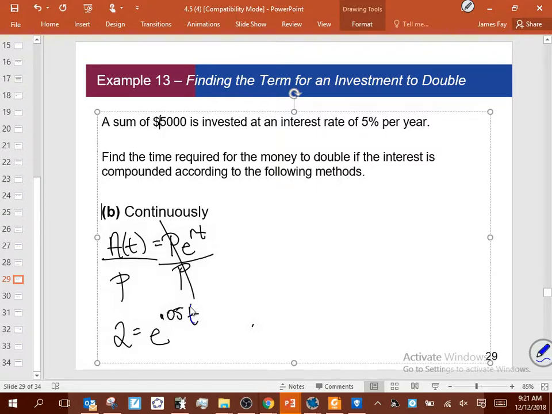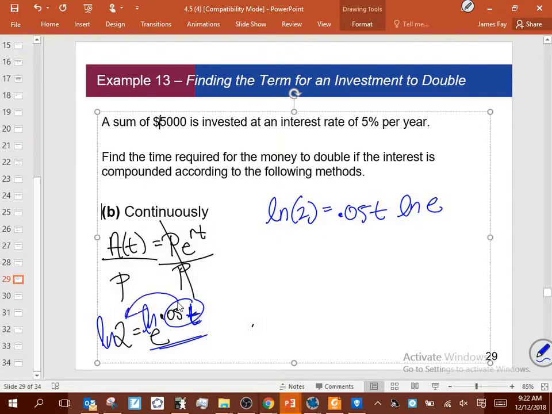How do I get this t out of the exponent now? We'll take the natural log of both sides, right? Now, does it matter whether I take the natural log or not? No. The reason we take the natural log is that when I take the ln of this quantity, you bring that exponent out in front like we did here, and you're left with ln of e. What's ln of e? 1.